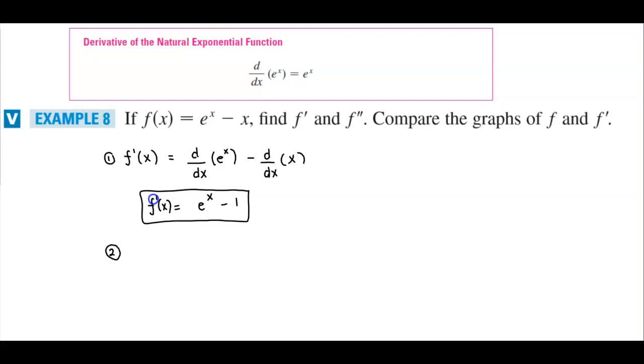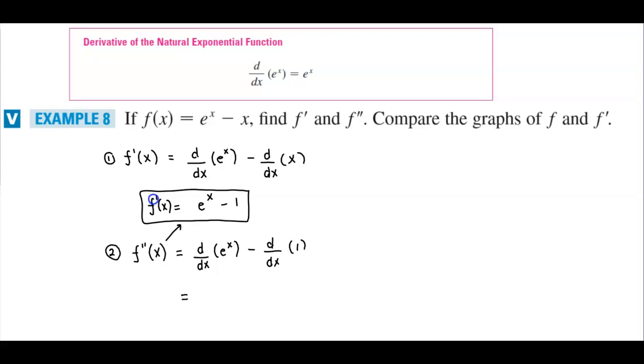Now the second part, they want us to find f double prime. So we want to find the derivative of the first derivative. So that means we're going to find the derivative with respect to x of e to the x minus the derivative with respect to x of the constant 1.